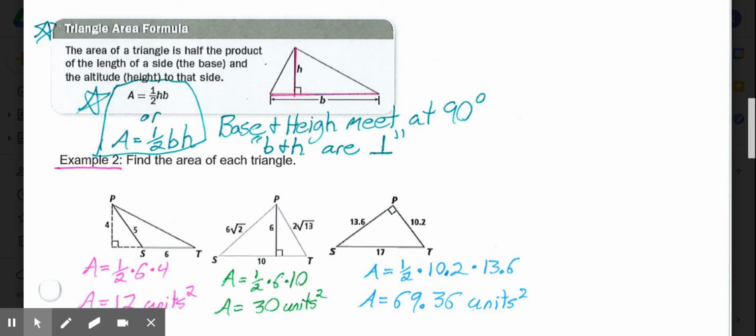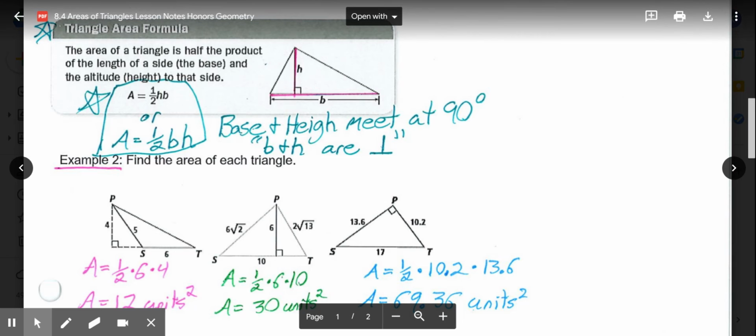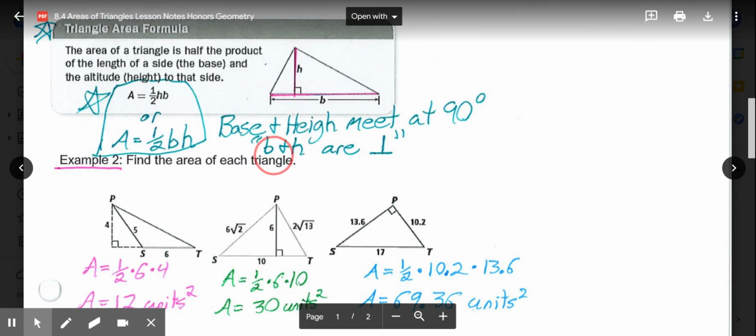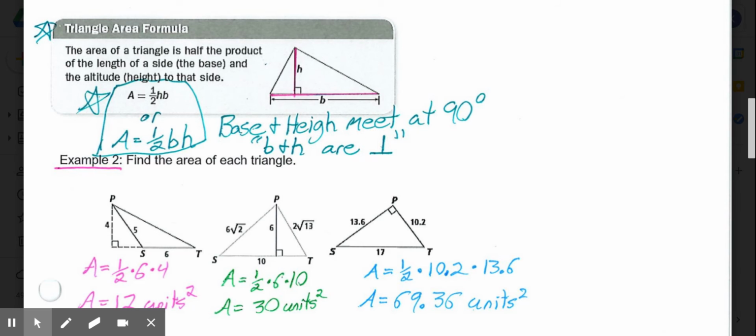Now the triangle area formula is: the area of a triangle is half the product of the length of a side, so the base, and the altitude height to that side. So we have our formula for area of a triangle is 1/2 h times b, or because it's all multiplication, it doesn't matter the order, 1/2 b times h. So I always think of it as 1/2 multiplied by base multiplied by height. But the key is that the base and the height, misspelling there, should be a t, base and the height meet at 90 degrees, so base and height are perpendicular.